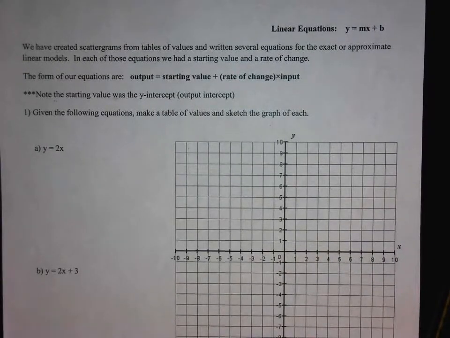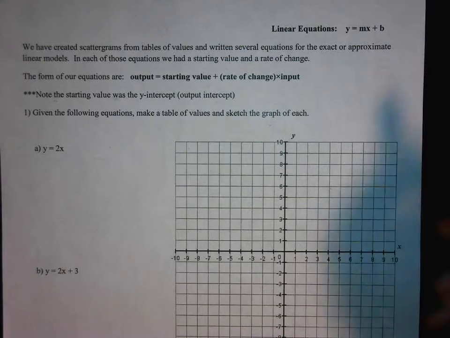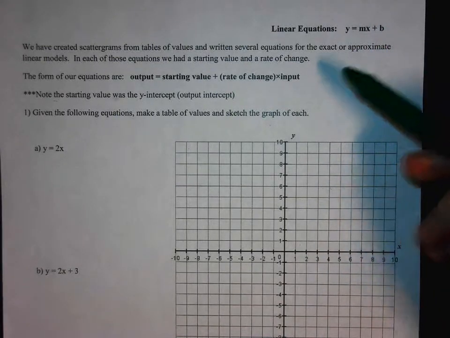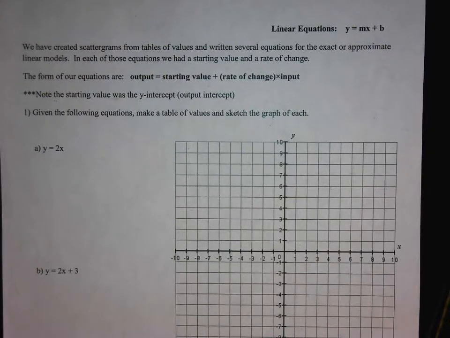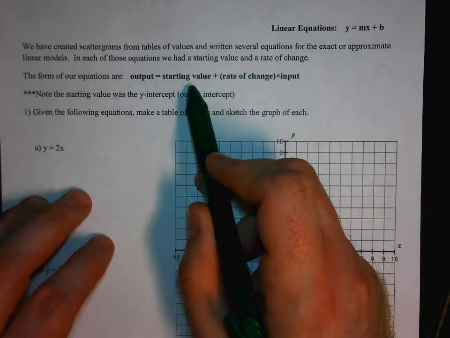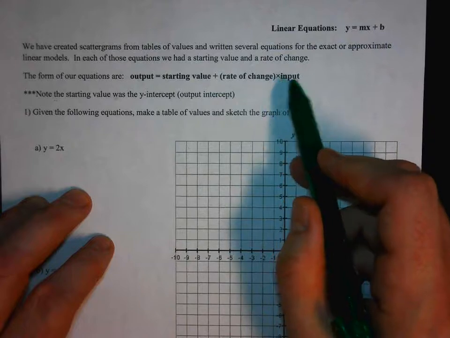Okay, in this video we're going to look at graphing linear equations of the form y equals mx plus b. And we've created scattergrams from tables of values and written several equations for the exact or approximate linear models. In each of those equations we had a starting value and a rate of change. The form of our equations was output equals the starting value plus the rate of change times the input.